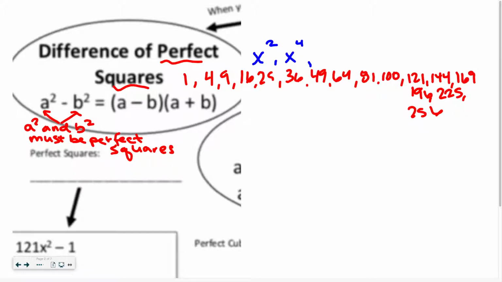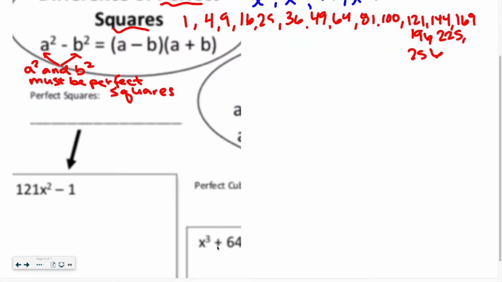So the next perfect squares would be x to the 6th, x to the 8th, x to the 10th. Basically, if your x has an even exponent, it's a perfect square, because the square root is just half of that exponent, since you would have added your exponents together. Okay, we've got one example here: 121x squared minus 1 that we want to factor.